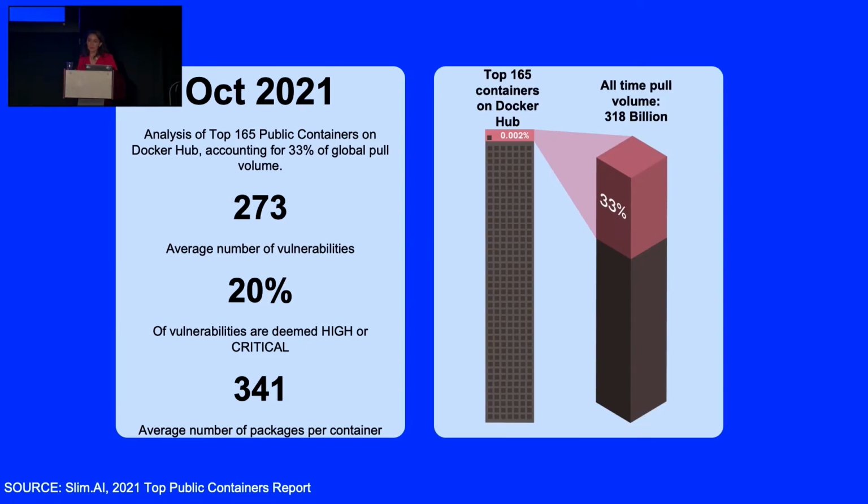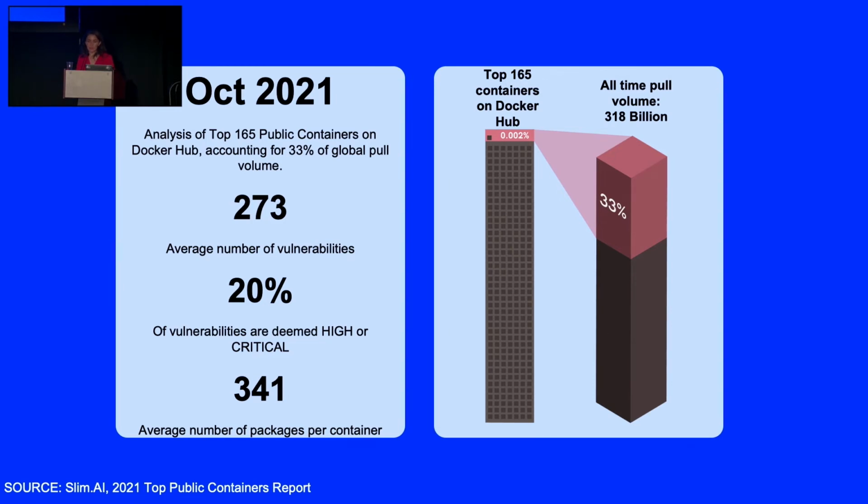And maybe a little parenthesis here. These top publicly available containers, the top 165 of them, account for more than 30% of all pull volume on Docker Hub. And the total volume is 318 billion. This cluster accounts for more than 104 billion of it. So these containers are the most common starting points for a lot of developers around the globe.